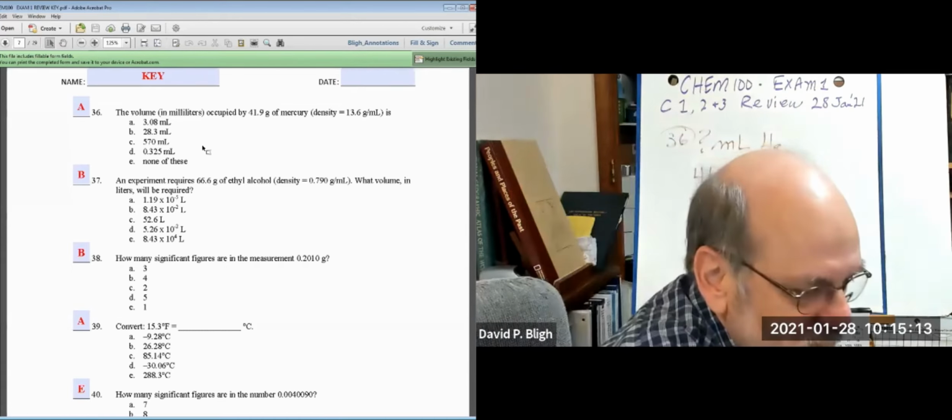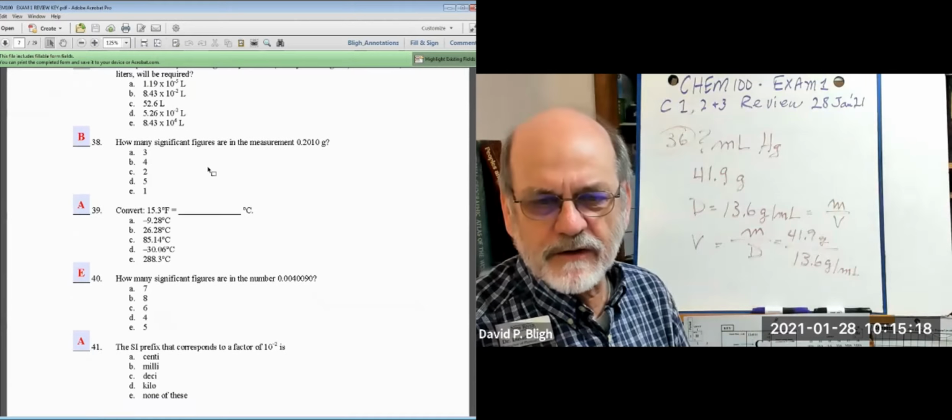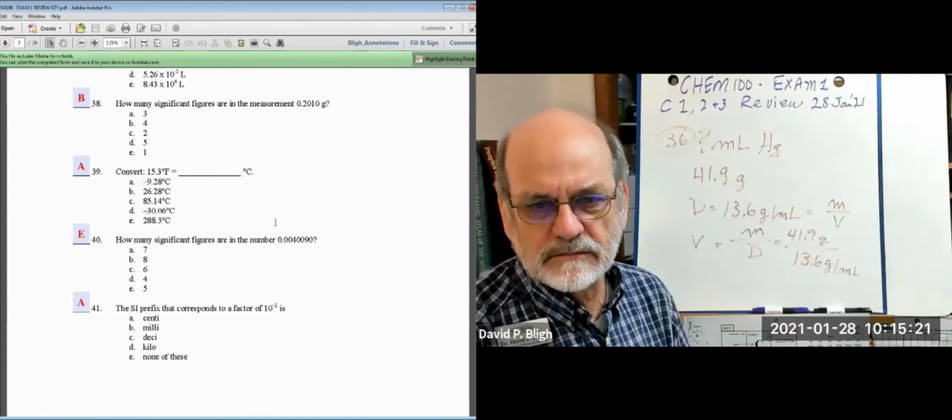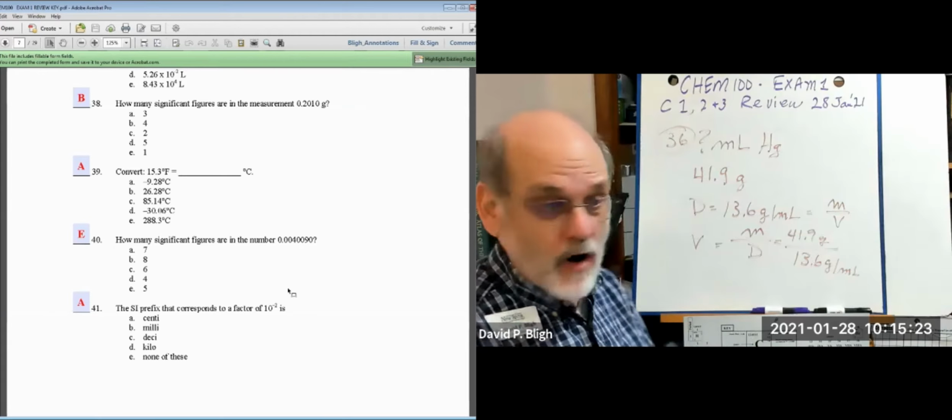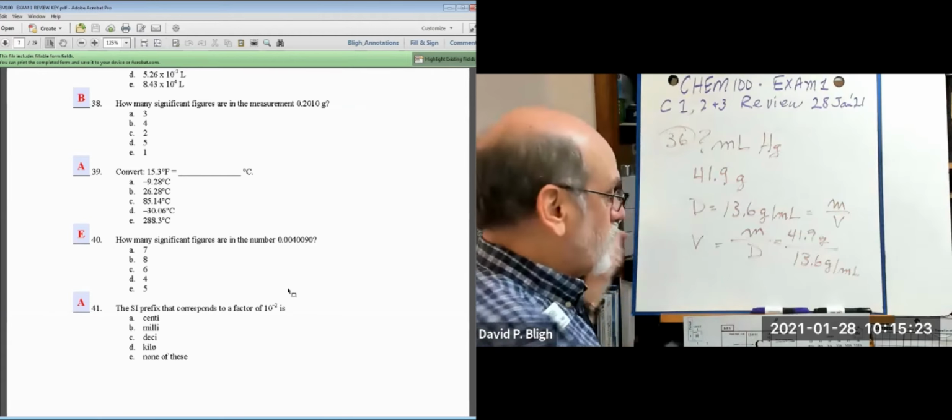Okay, 40. How many significant figures are in this number? All right, so we need to remember our rules, don't we? 40. This one's getting a little weak. Let me switch to a fresh marker. So 0.004009. Oh, and this is, what did I say, 40?